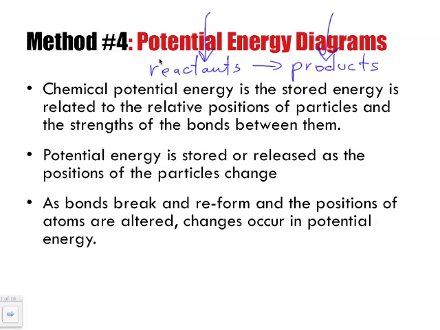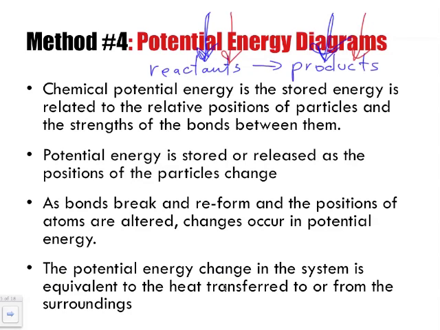So as the bonds break in the reactants and reform, the positioning of these atoms also changes, and this will also change the potential energy. So there's a new potential energy in the reactants. Is the potential energy in the reactants greater than the potential energy in the products? Or is there more potential energy in the products than there is in the reactants?